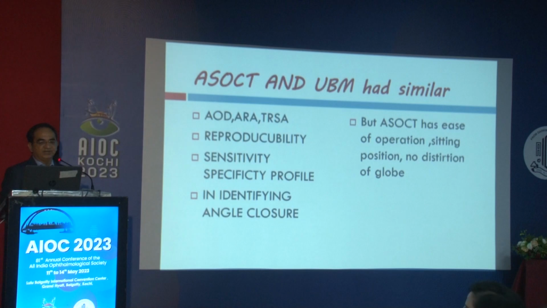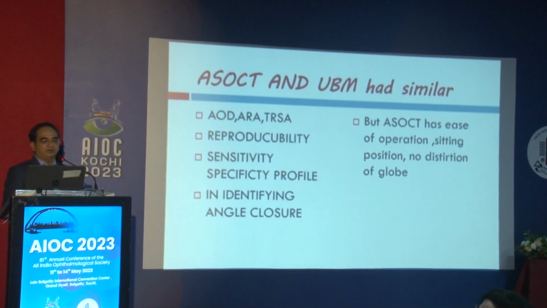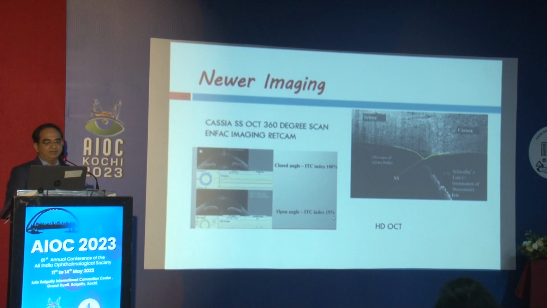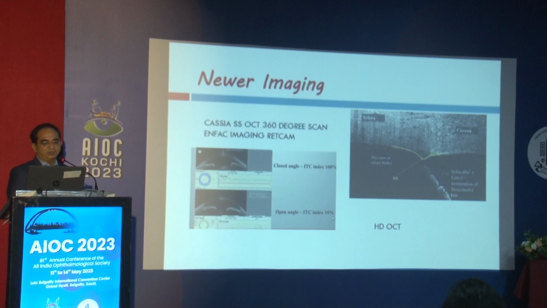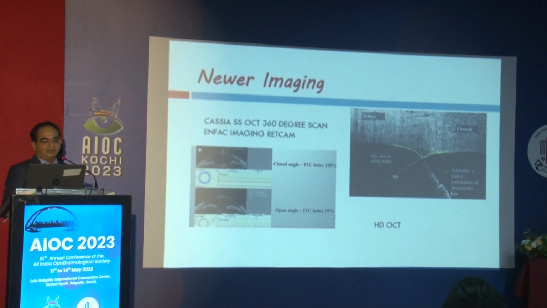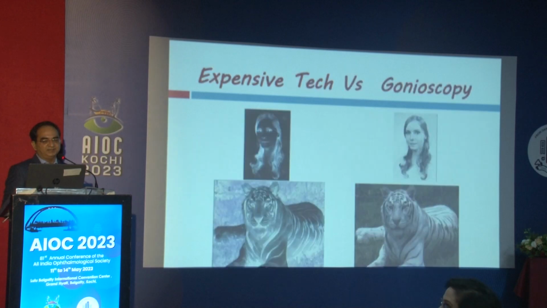So both are similar, but ASOCT has ease of operation, sitting position, no distortion of the globe. Newer imagings are coming, like this CASIA SS-OCT. It can clearly tell about the closed angle, the iridotrabecular contact index. And the right one is the HD OCT, with clearly visible Schwalbe's line.